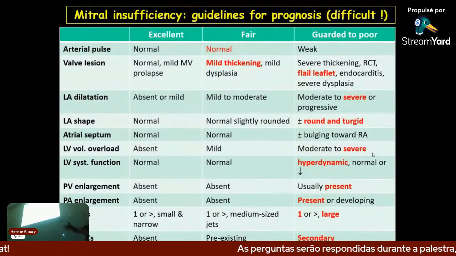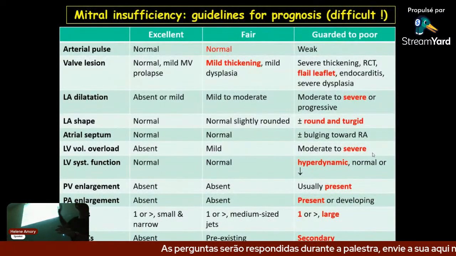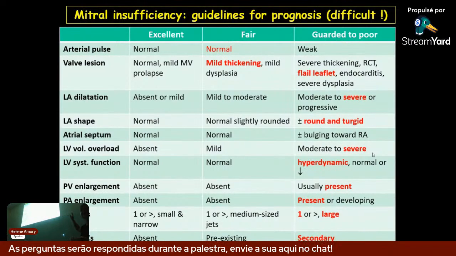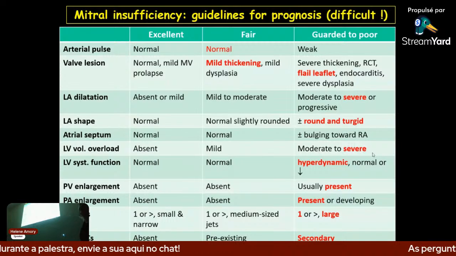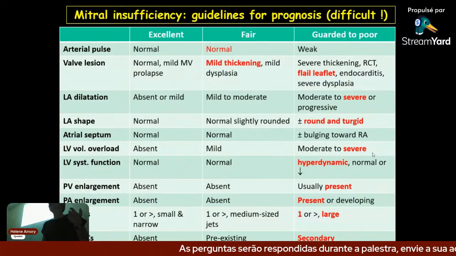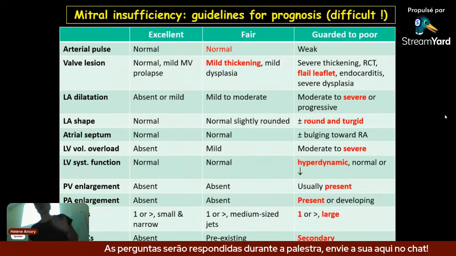Let's see what our consensus says. You have the table and you have in red all the criteria that meet this case. You see that most of the criteria are clearly on the right. The right is guarded to poor prognosis. I think we can be pretty sure that the prognosis is not good.